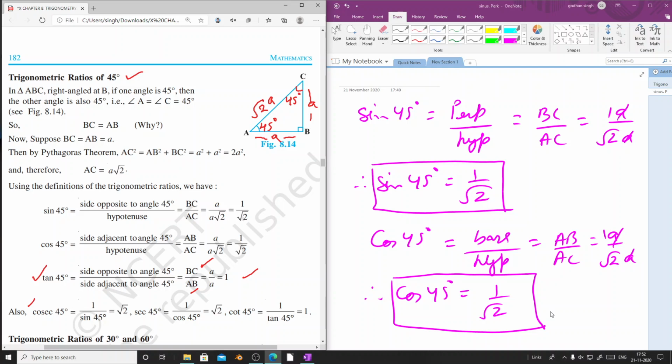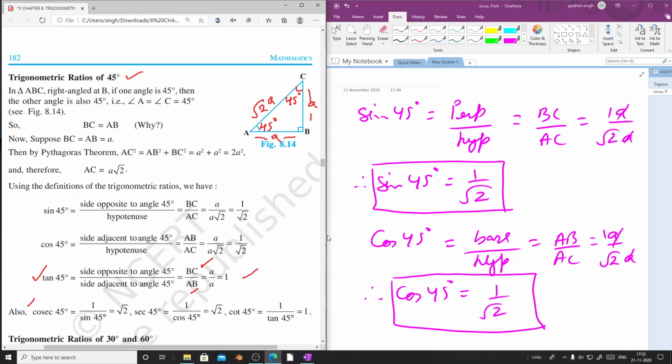And to find the value of cosec 45 degree is very simple. Just we know that cosec theta is the reciprocal of sin theta. So cosec 45 degree will be the reciprocal of sin 45 degree. So what is sin 45 degree? 1 by root 2. So cosec 45 degree will be equal to root 2.